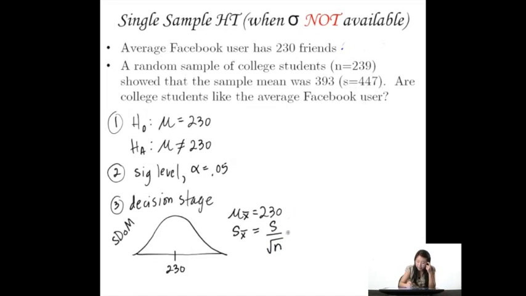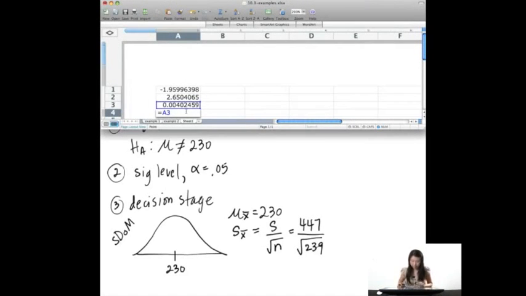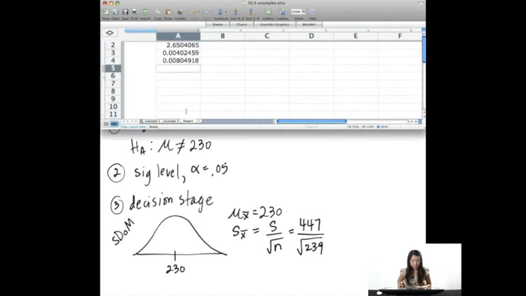And so we have S from our sample. The standard deviation of our sample was 447, divided by the square root of 239. I'll just pull up my Excel in order to calculate this. 447 divided by the square root of 239. And I get 28.9.